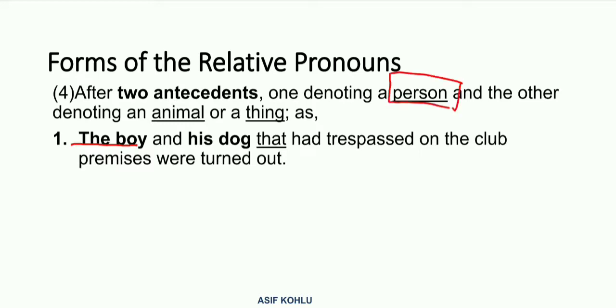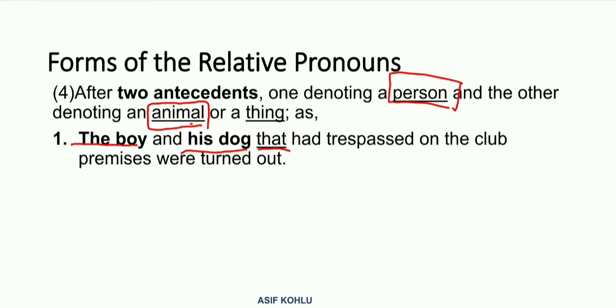Okay, as in the statement we have said, the second antecedent is his dog, and it is denoting an animal. So now after these two antecedents, the boy and his dog, what have we used? We have used a relative pronoun. The boy and his dog that had trespassed on the club premises were turned out.